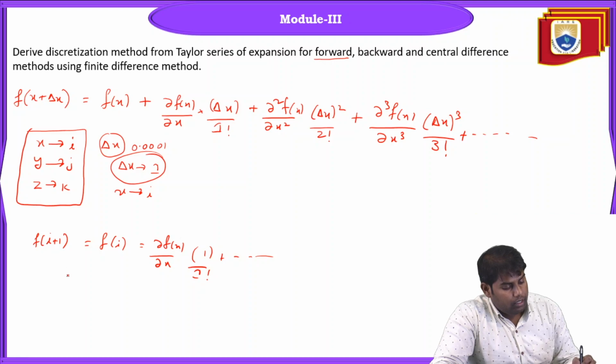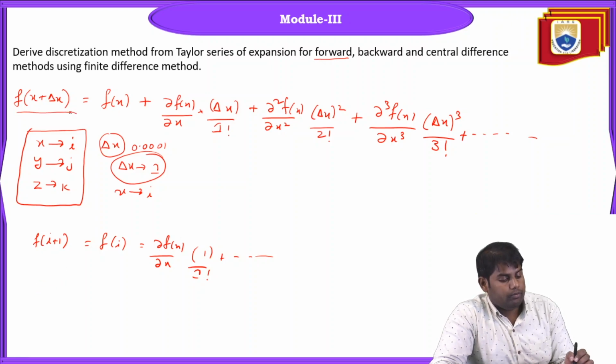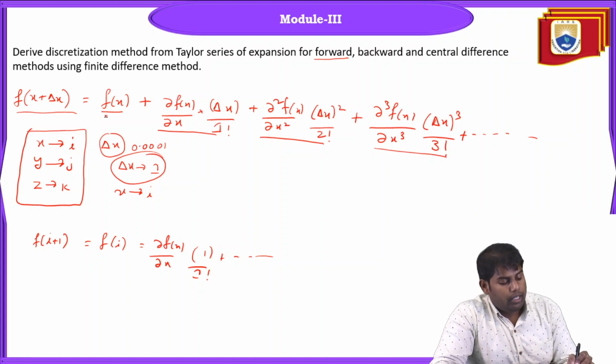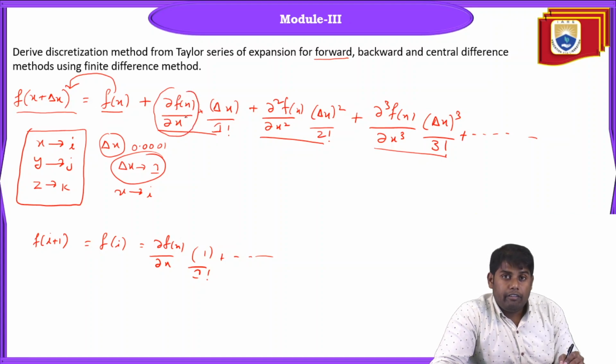Now let us concentrate on what is basically the forward difference. So how do we get it? We have this LHS term, and on the RHS first term, second term, third term, fourth term, and so on. Now what we do is send the RHS first term to the left hand side, and we will calculate the value of ∂f/∂x. Why? Because we are finding the value of the first order derivative.